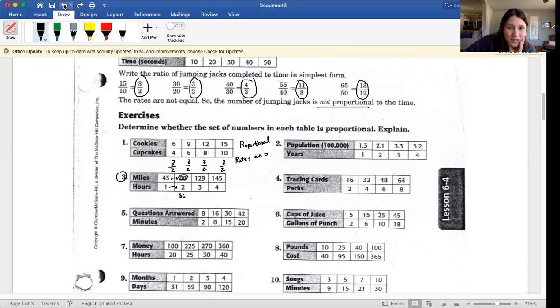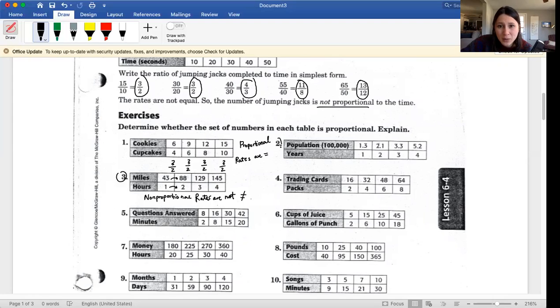And I don't even have to look any further because I just know that that's not proportional. So we're going to say it is non-proportional because the rates are not equal. And you can actually even check to see if the rates are equal or not by finding the unit rate.